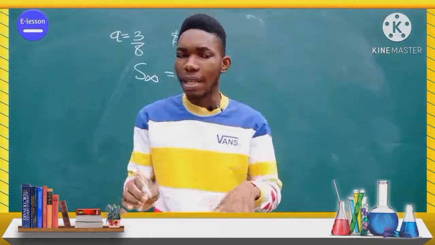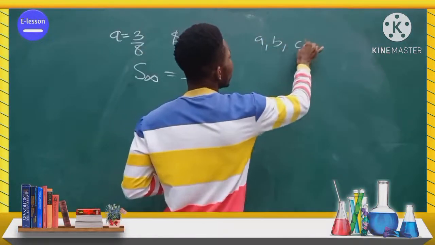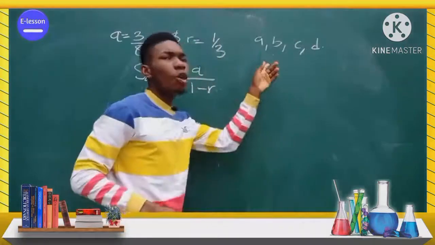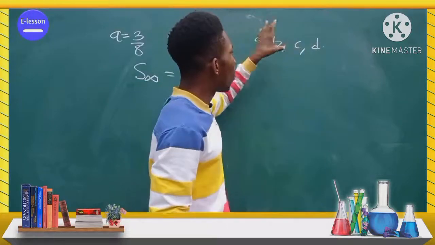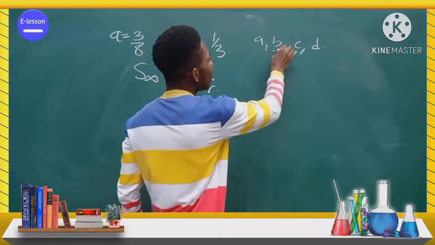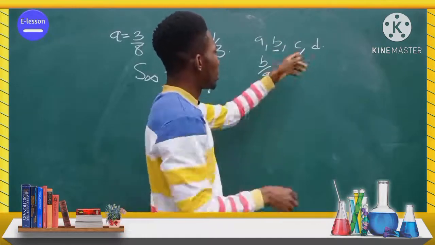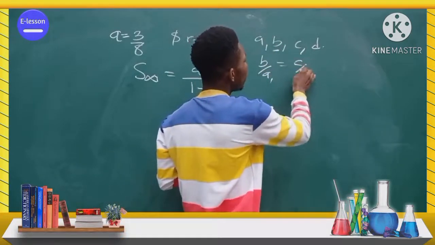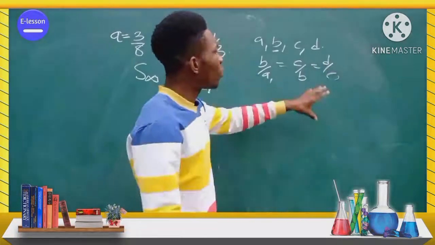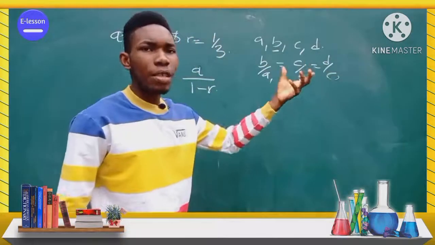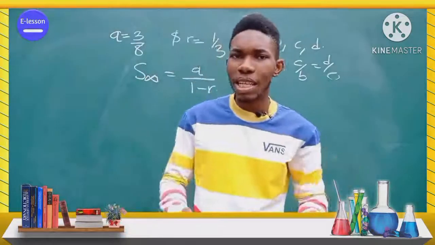So, for instance, if you are given A, B, C, D as a geometric progression, to get the common ratio you divide the second term by the first. So this becomes B divided by A, which must be equal to C divided by B, which must be equal to D divided by C. That will give us the common ratio for this progression. But since it's already given to you, you don't need to calculate it again.